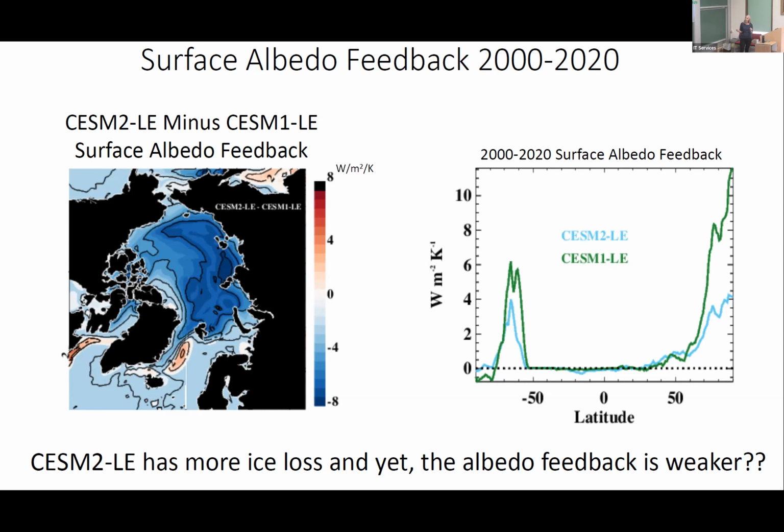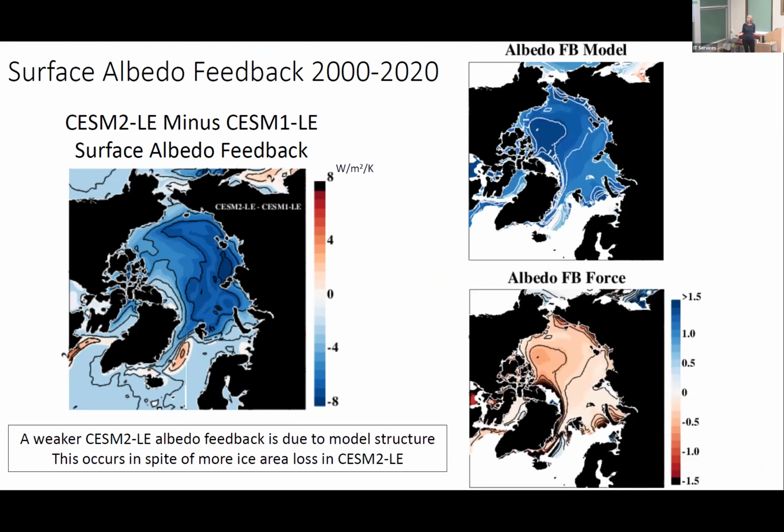You can see that when you look at the difference in the surface albedo feedback across the Arctic Ocean, shown here. So it has more sea ice loss, and yet the albedo feedback is weaker. What's happening here? We can attribute this to model structural uncertainty. Whereas forcing actually causes a stronger albedo feedback in CESM2, as shown here, that forcing is consistent with the fact that CESM2 has larger ice loss. So forcing does drive a stronger albedo feedback, but model structure counteracts that. And so the model structural uncertainty, in this case, is what's responsible for this signal.